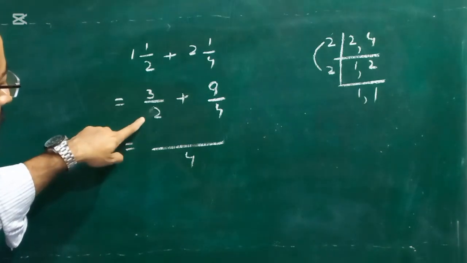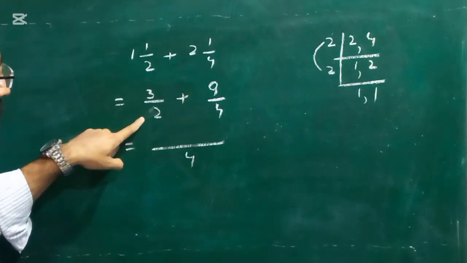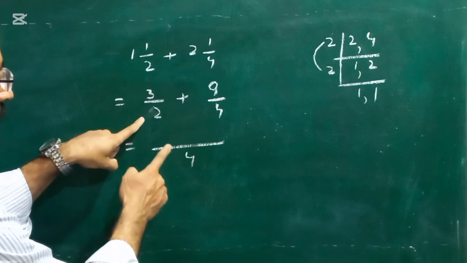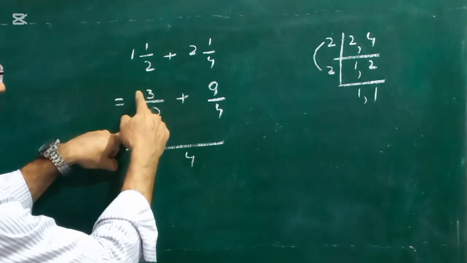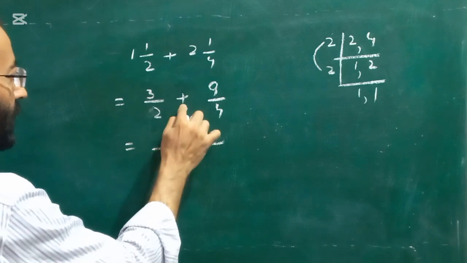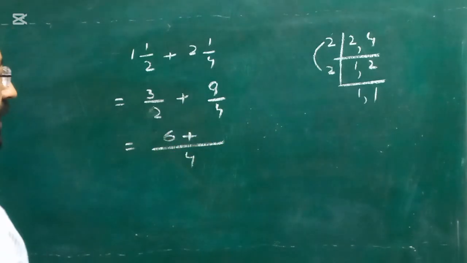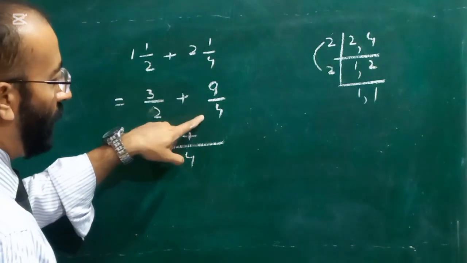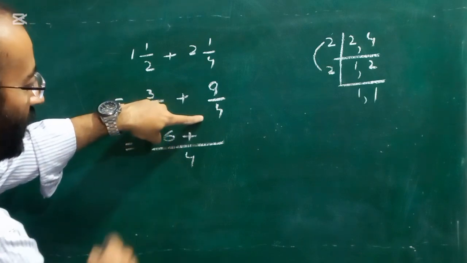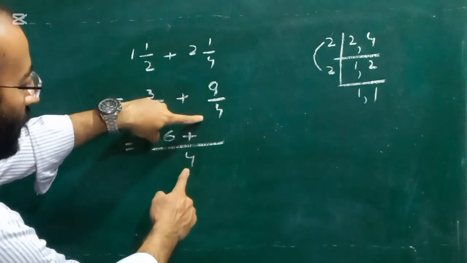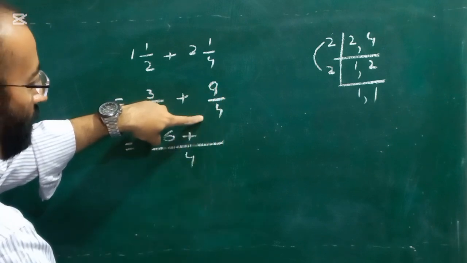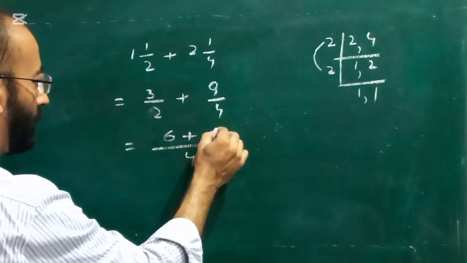Now we will read the table of the denominator of the first fraction up to the number where 4 is coming. So 2 twos are 4. That 2 will be multiplied with the numerator of the same fraction. So 2 threes are 6. This plus will remain as it is. Now we will read the table of the denominator of the second fraction up to the number where this 4 will come. So 4 ones are 4. That 1 will be multiplied with the numerator of the same fraction. So 1 nine is 9.